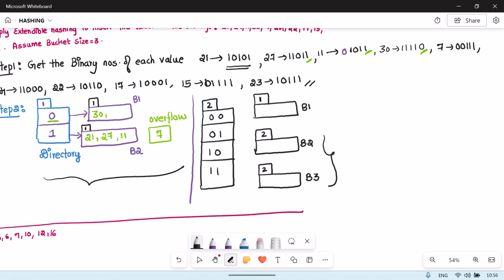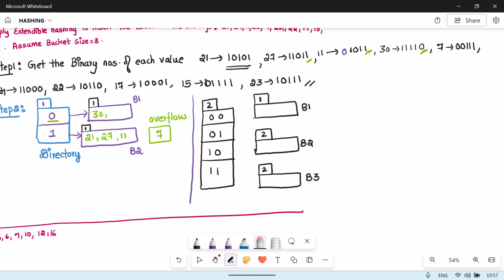When you split a given bucket, the directory also will have a change. Its global depth will increase by 1. So if the global depth increases by 1, it is 2 to the power of 2, so 4 entries will be there. So I have written 00, 01, 10 and 11. And when you split, the local depth will increase by 1. So I have written for B2 and B3 that the local depth is 2.